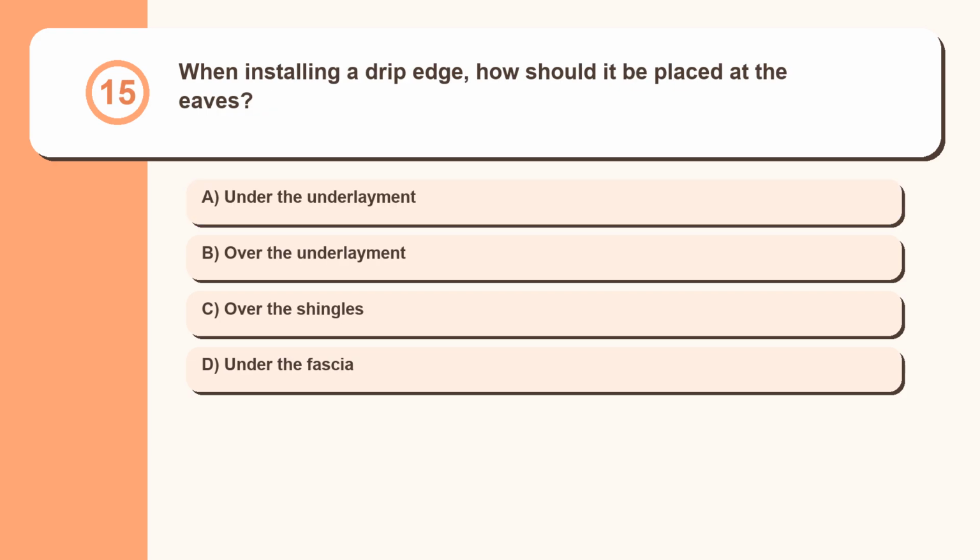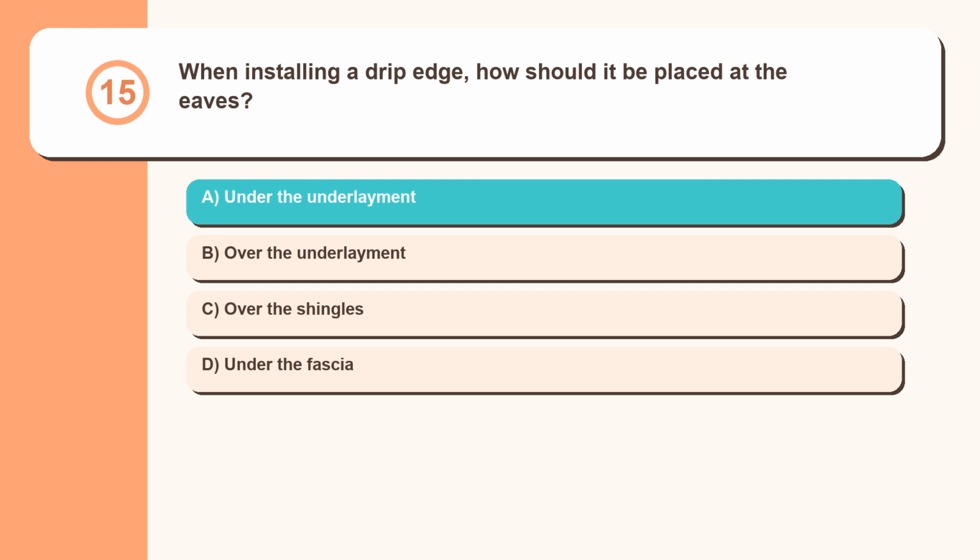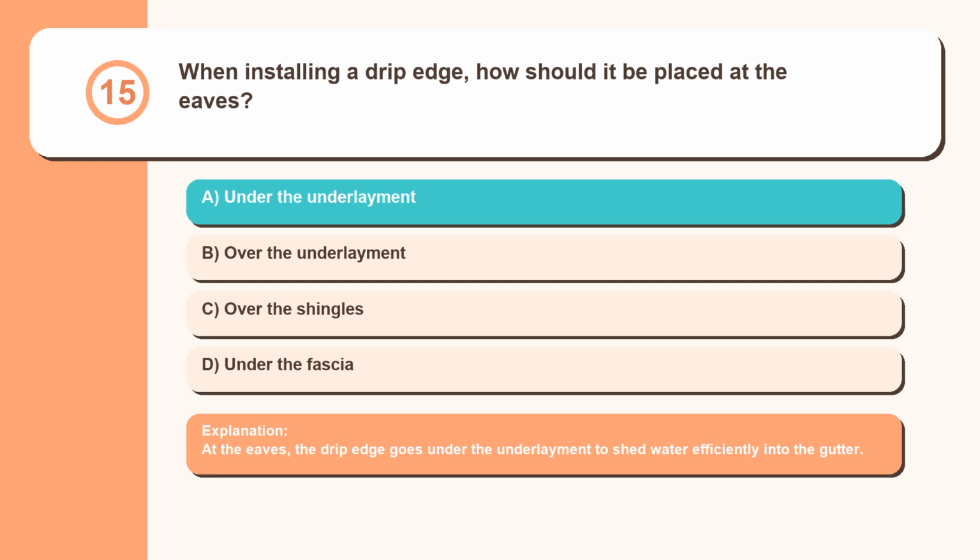Question 15. When installing a drip edge, how should it be placed at the eaves? Under the underlayment, over the underlayment, over the shingles, under the fascia. At the eaves, the drip edge goes under the underlayment to shed water efficiently into the gutter.